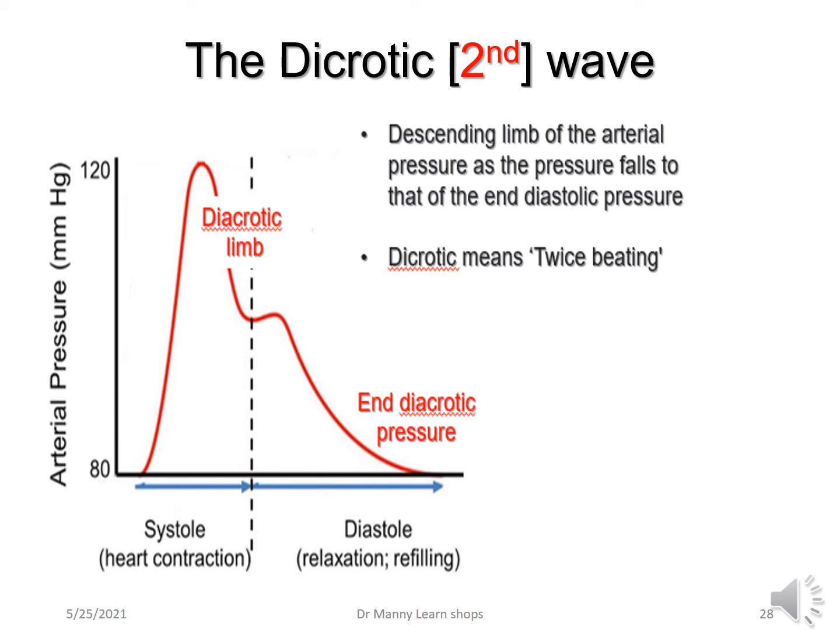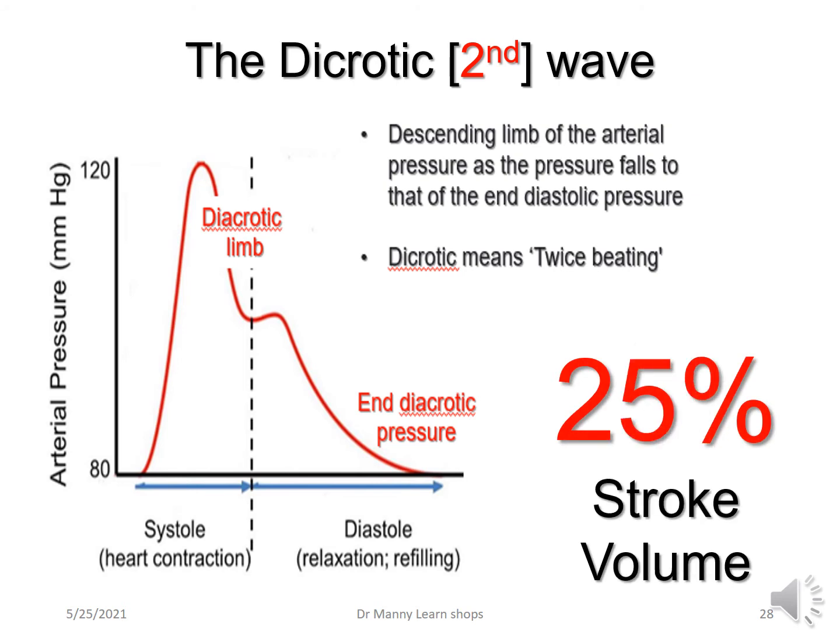Then you've got the second part of the waveform, which is called the dicrotic. And this is the descending part of the limb in the arterial pressure waveform as the pressure falls to that of the end diastolic pressure. And end diastolic pressure is basically the lowest pressure in the arteries at the end of diastole. And dicrotic basically means twice beating. It's the second part. And it's during this phase that still, with runoff, flow, following the contraction of the heart, you get 25% of stroke volume being ejected. 75% anacrotic limb, 25% dicrotic limb.